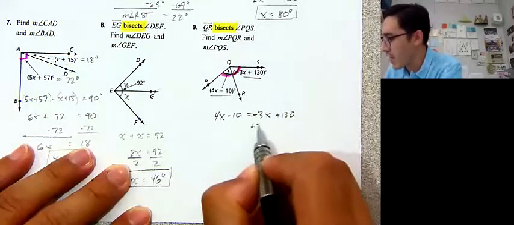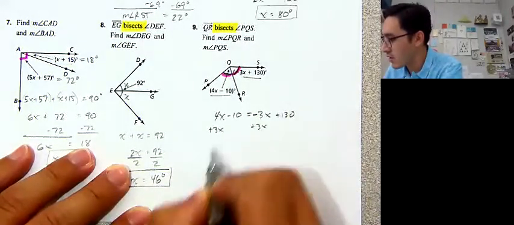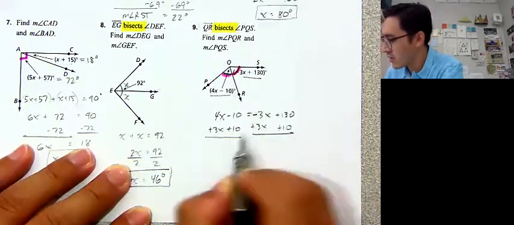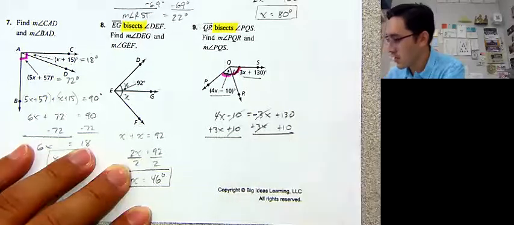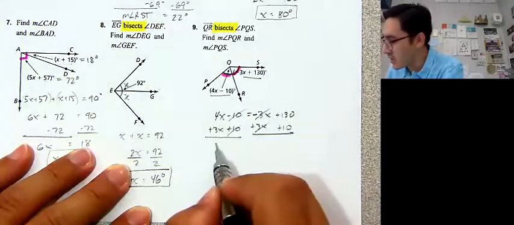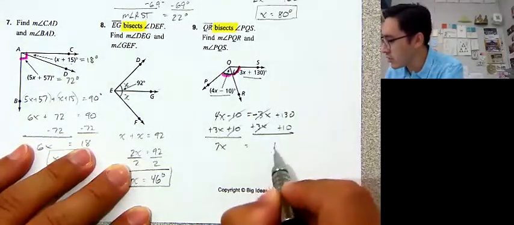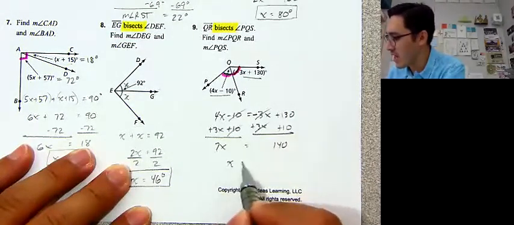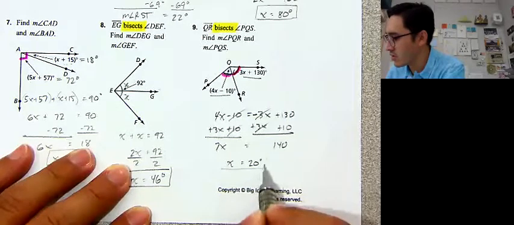So I'm going to add 3x to both sides, and I'm also going to add 10 to both sides. We have some opposites that cancel. So we get 7x equals 140. If we divide by 7, then x equals 20 degrees.